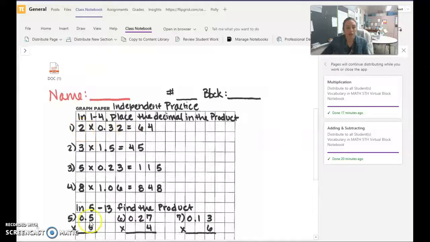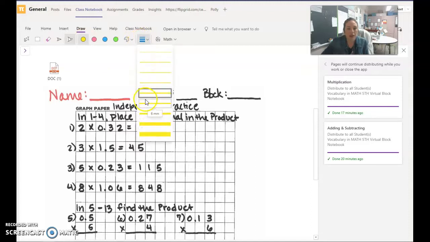So I'm going to do the first couple with you so you can see how to highlight on your homework. In questions 1 through 4, place the decimal in the product. Well, there are two ways you could solve for this. First of all, you could see what is reasonable, or you could do my method. And I would prefer you to practice doing the method of highlighting, okay?